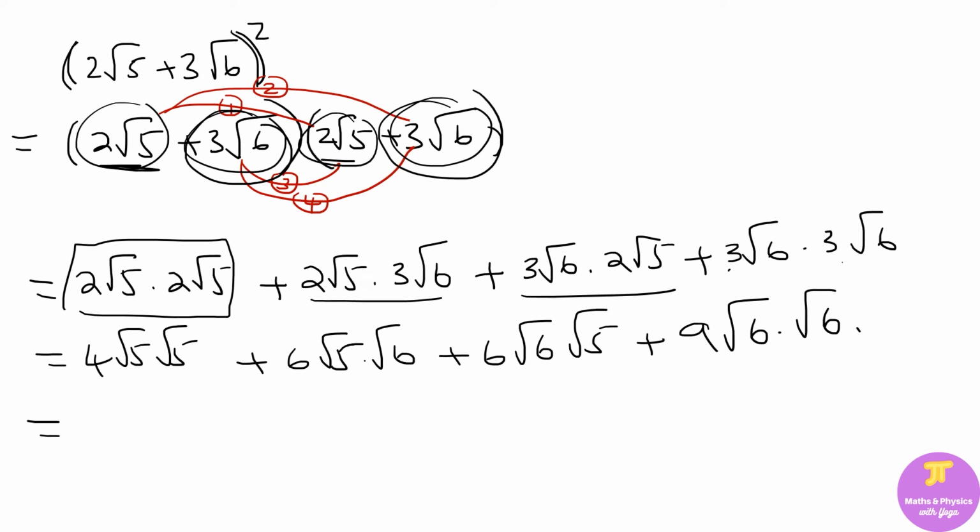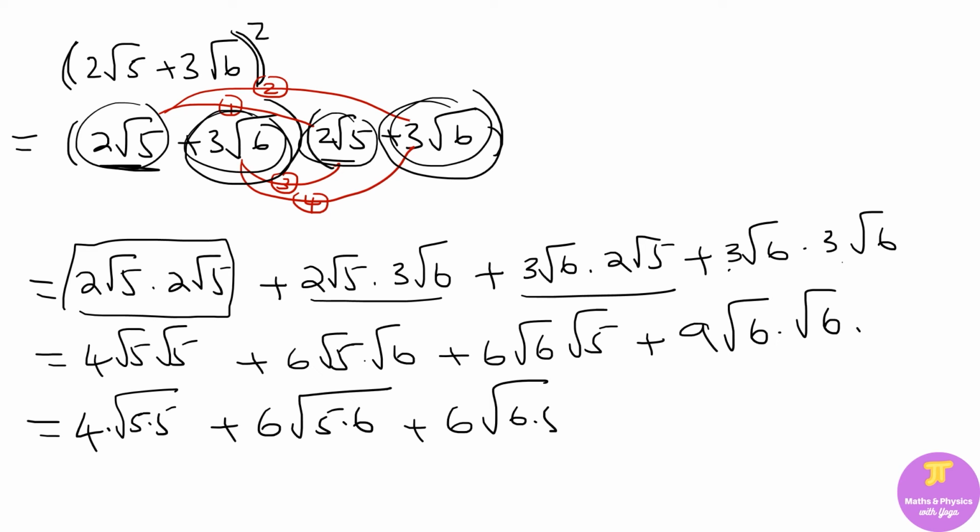And here 4 root 5 times root 5 is nothing but, we can bring them together, so 5 times 5. And here same thing, 6 into 5 times 6. If we are multiplying two square roots, we can bring them together inside. Same thing, 6 times 5, plus 9, 6 times 6.